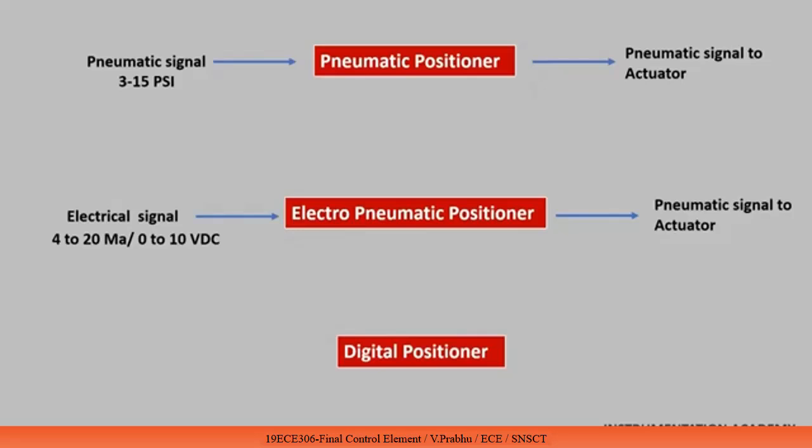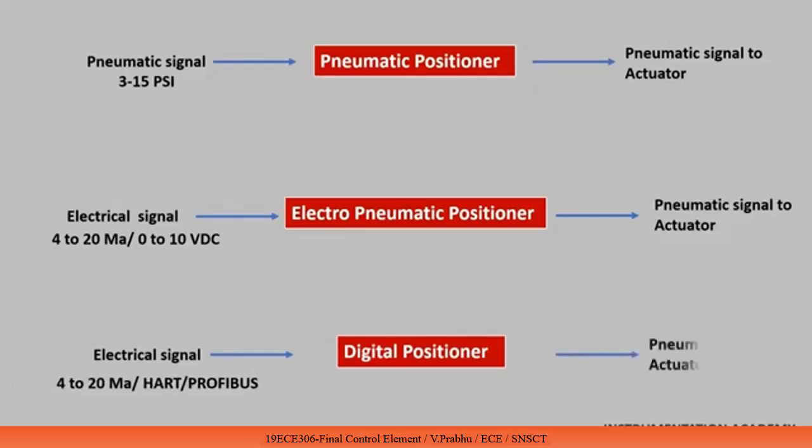A digital valve positioner receives an electric signal, typically 4 to 20 milliamperes, HART, Profibus, etc. from a controller. It then sends a corresponding output pneumatic signal to a pneumatic valve actuator. Digital positioners are also called smart positioners. They use sensors and microprocessors to position the valve actuator and to monitor and record data. Thus, they are very accurate.